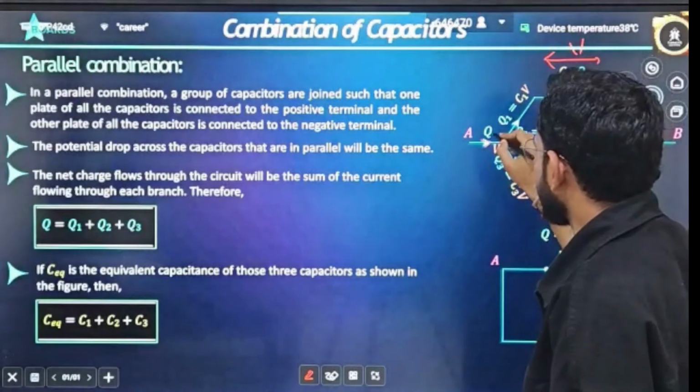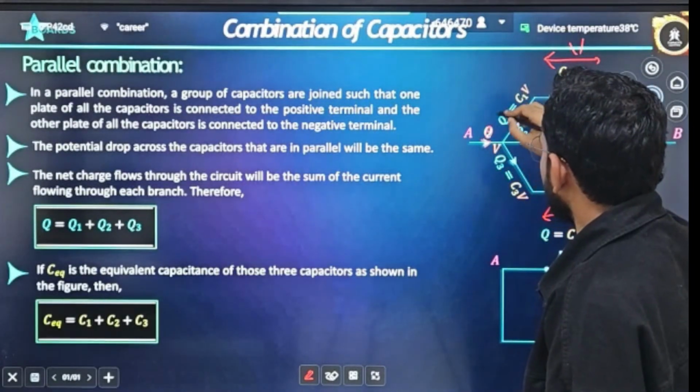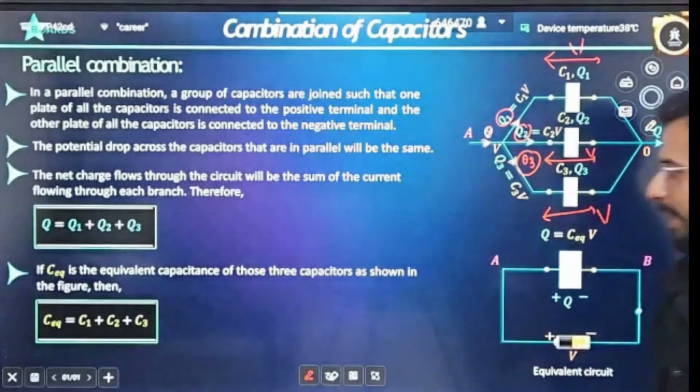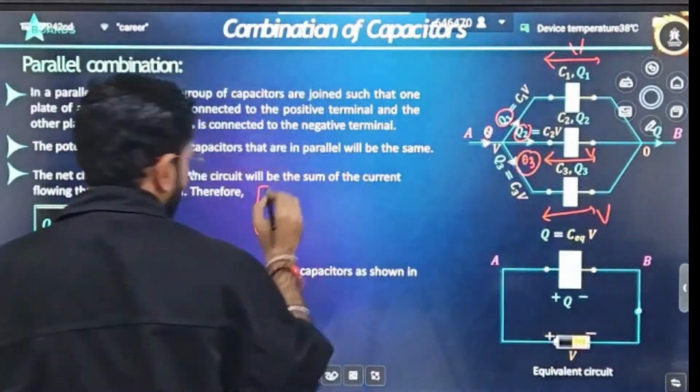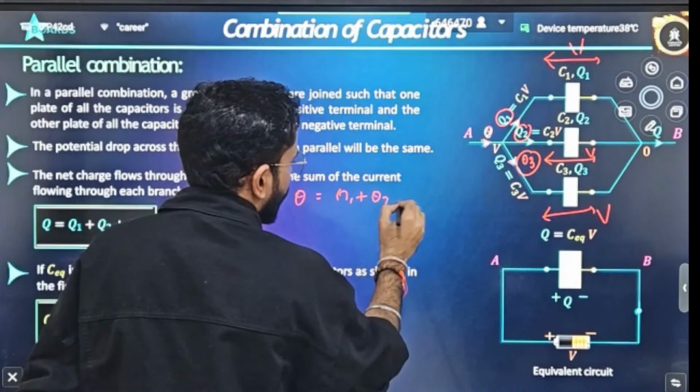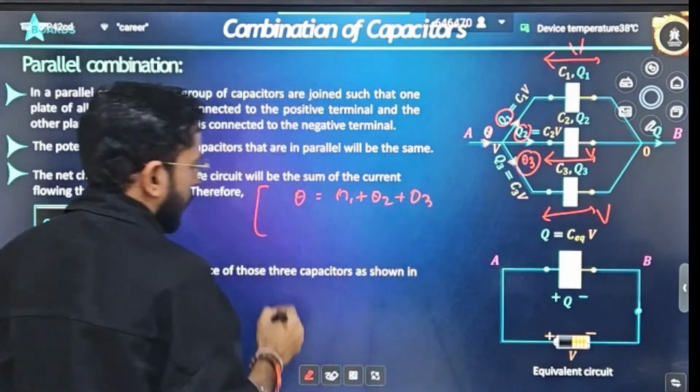Let's suppose some net charge Q is coming. Here it will be going Q1 charge, here it will be going Q2 charge, and here it will be going some Q3 charge in the third circuit. Okay. That is what I can say from here. Whatever the net, if I am applying KCL, basic KCL, I can say Q is equal to Q1 plus Q2 plus Q3.